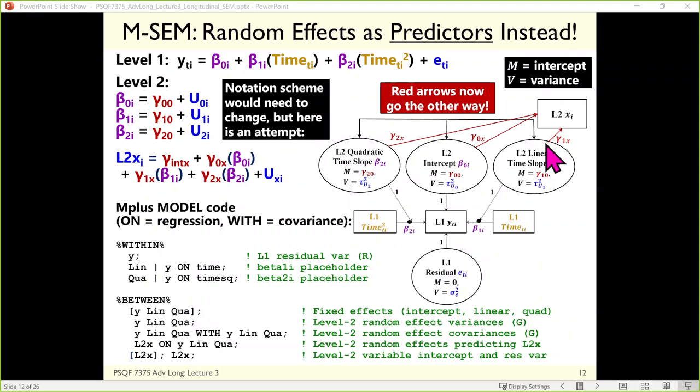That's one of the reasons why, if it's possible, it can be more advantageous to coax nonlinearity into a single latent variable to do the prediction of other things, rather than spread it across linear and quadratic time. I'm going to show you a way to do that using what is known as a latent basis model, and that is an SEM-specific hack that the multi-level side does not have.